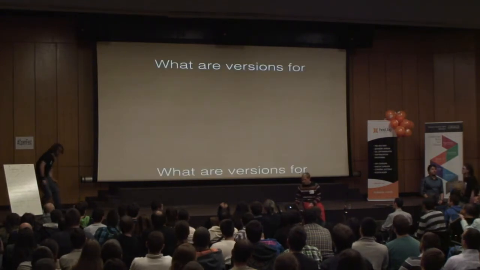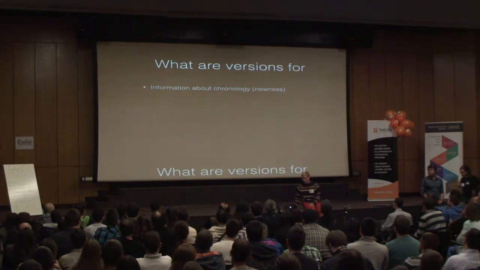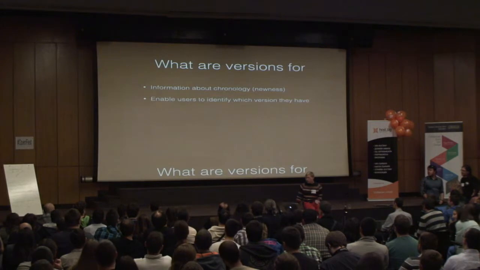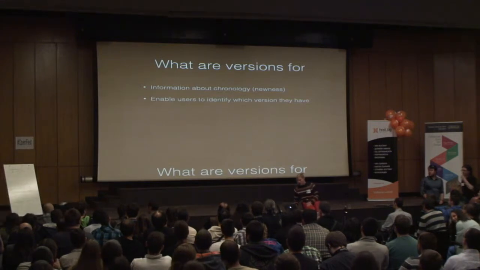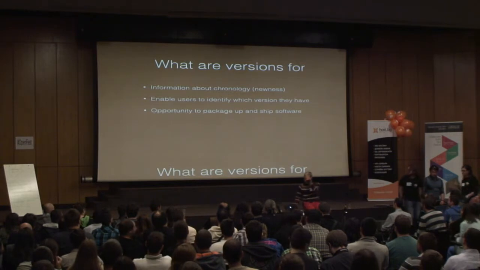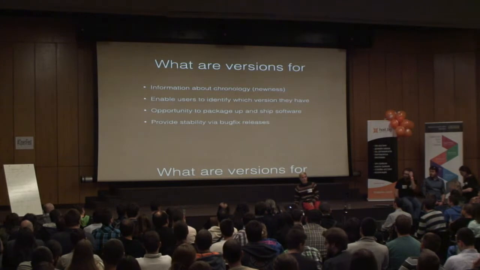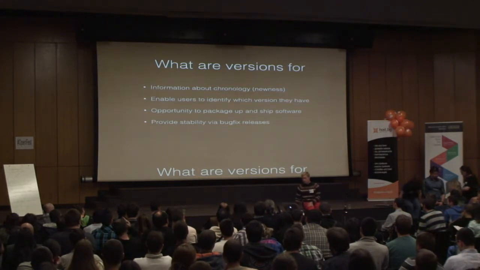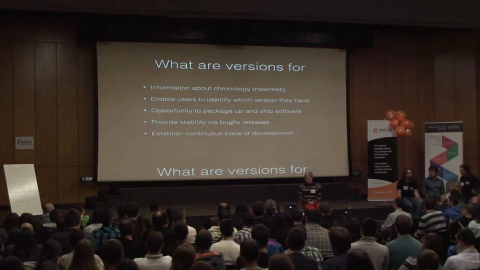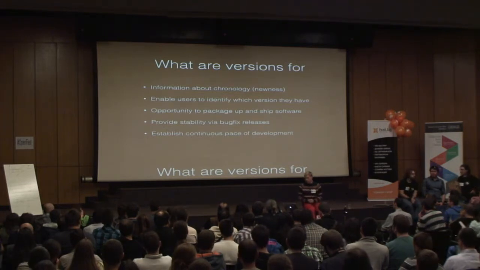So what are versions for? They are obviously information about chronology. You need to know which version is newer and whether you are on the newest version. They enable users to identify what version they have. They give developers the opportunity to package up and ship their software. We can provide stability of bug fix releases and not ship any new features to users who don't want any new features. And they can help establish continuous pace of development for big projects like Ubuntu and some others.